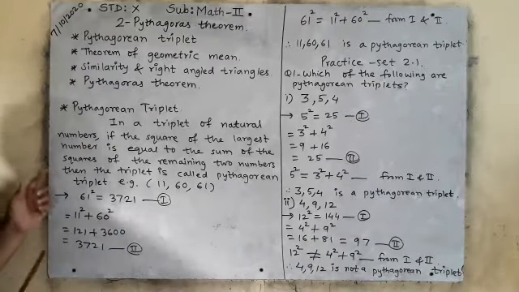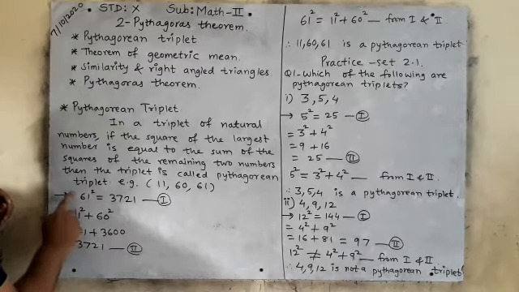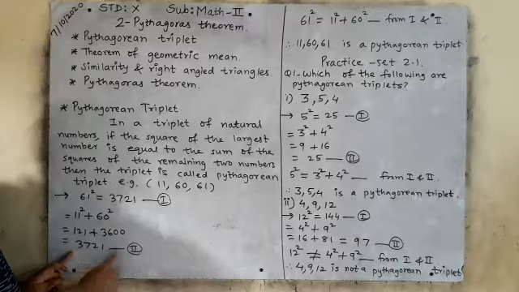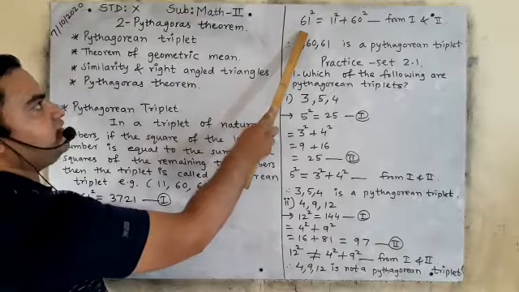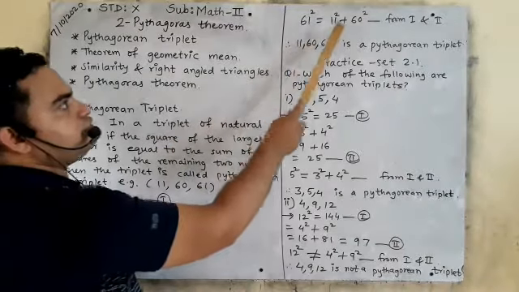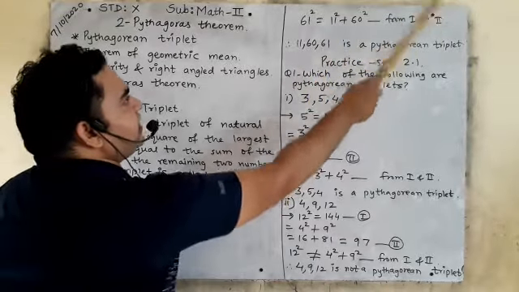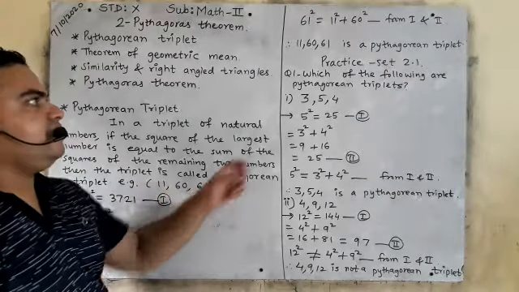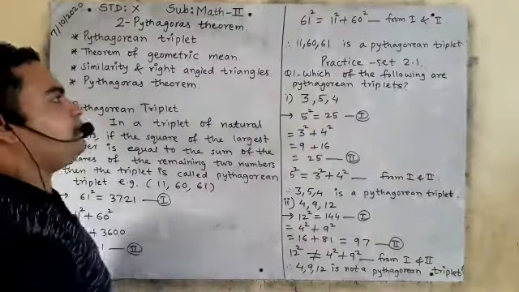It means the sum of the squares of the two remaining numbers should be equal to the square of the largest number. So the answer for these two remaining numbers is 3721, which is equal to the first answer. So at last we will write: 61 square, the square of the greatest number, is equal to the sum of the squares of the remaining two numbers, from first and second answer. Therefore, these three natural numbers are a Pythagorean triplet. Okay, understood?